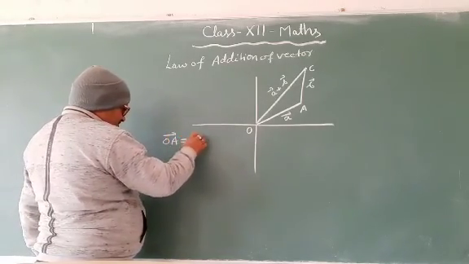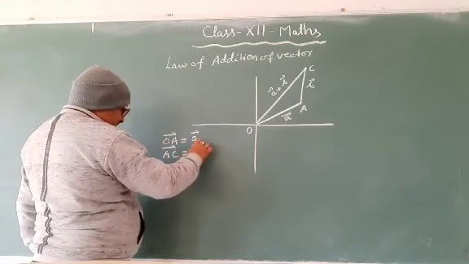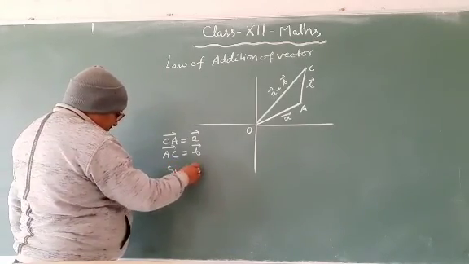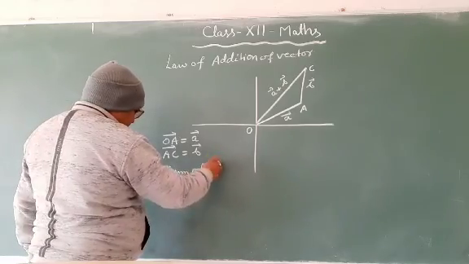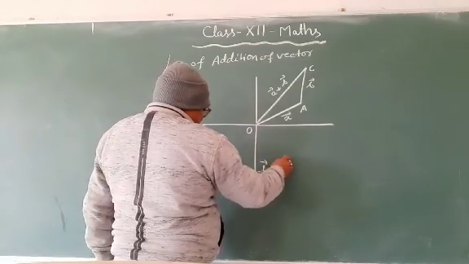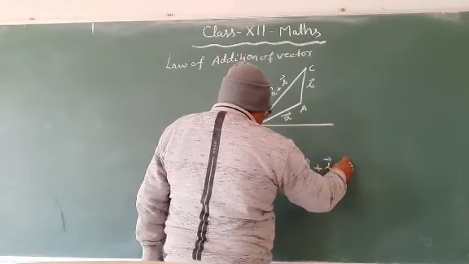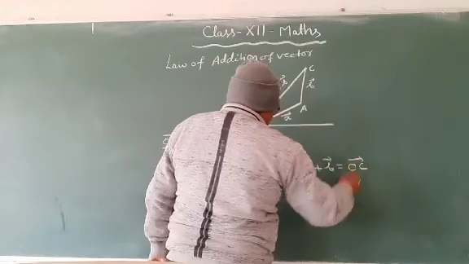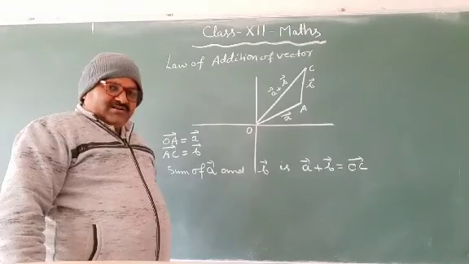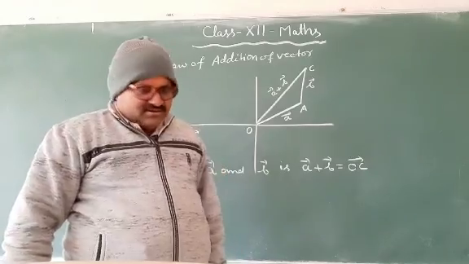OA vector A and AC vector B. The sum of vector A and vector B is vector A plus vector B equal to vector OC. This is the law of addition of triangle.